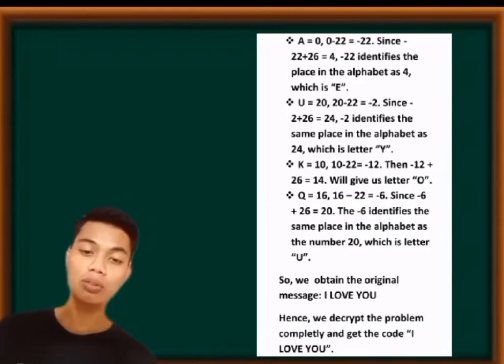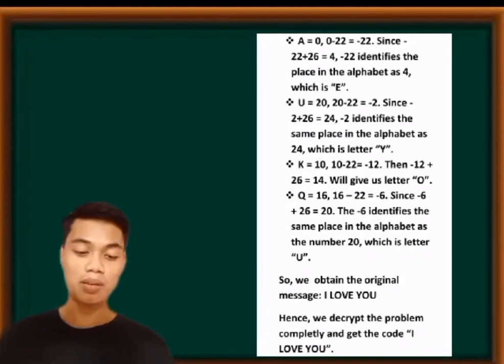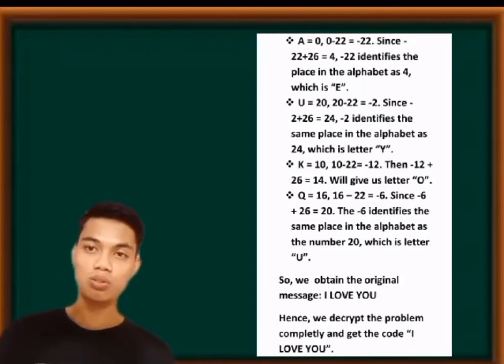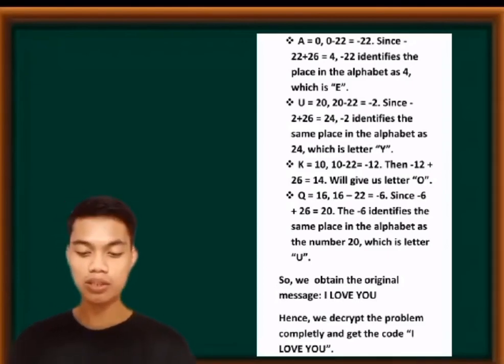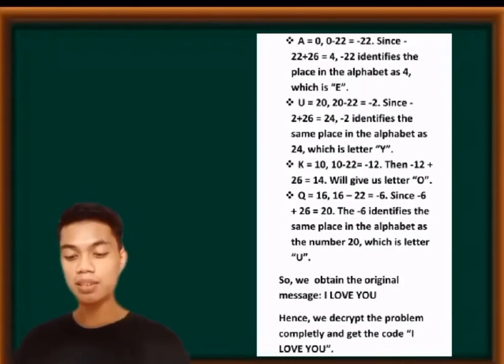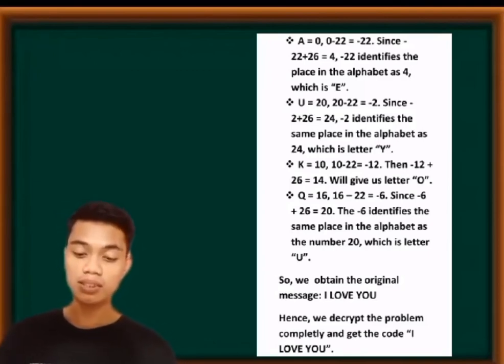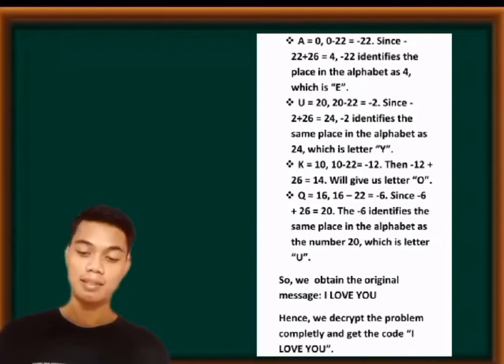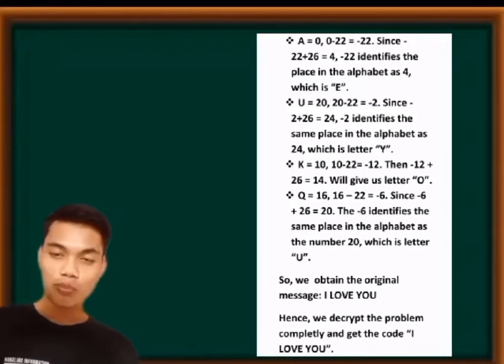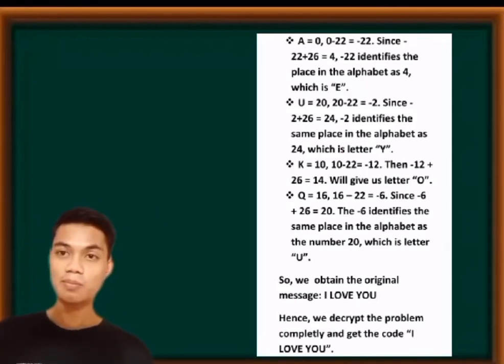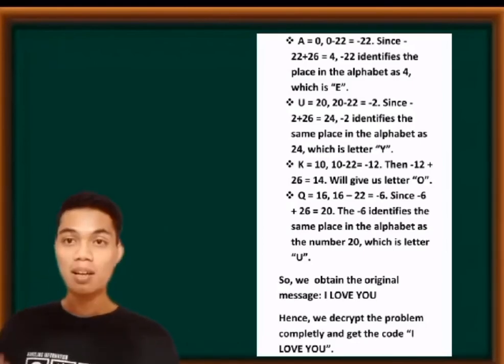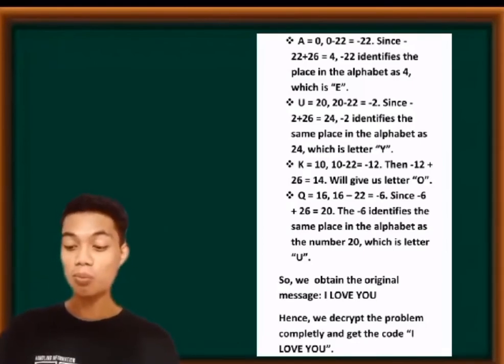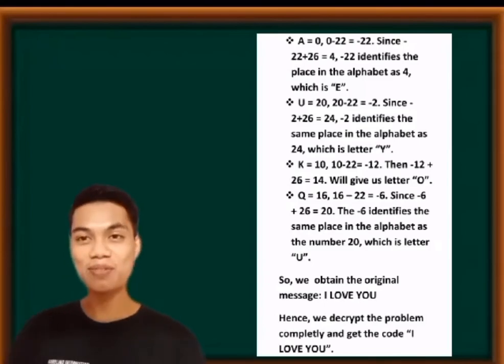The last letter on the code that was given in this problem is letter Q. Q is equivalent to 16. 16 minus 22 is equivalent to negative 6. Then, since negative 6 plus 26 is equivalent to 20, the number negative 6 identifies in the alphabet the number 20, which is letter U. So we obtained the original message: I LOVE YOU. Hence, we decrypted the code completely.